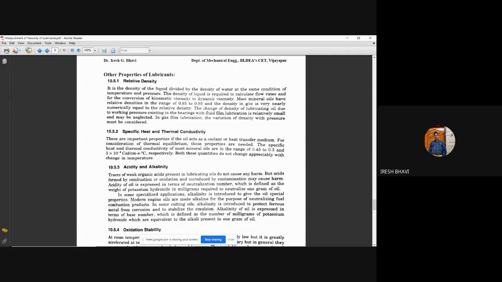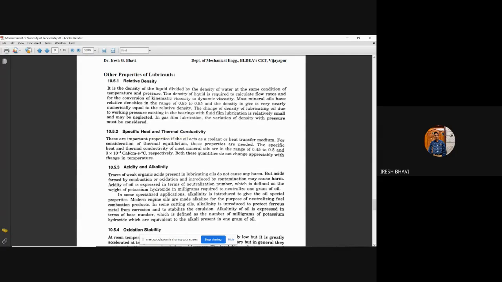And if the specific heat of the lubricating oil is high, then a larger amount of heat can be absorbed by 1 ml of lubricating oil. Suppose if 1 ml of lubricating oil can absorb only 100 calories or 100 joules of heat, and another lubricating oil can absorb 200 joules of heat, then that second lubricating oil has more specific heat, hence it is preferred compared to the first type of lubricating oil.